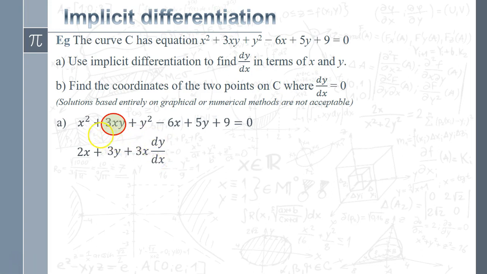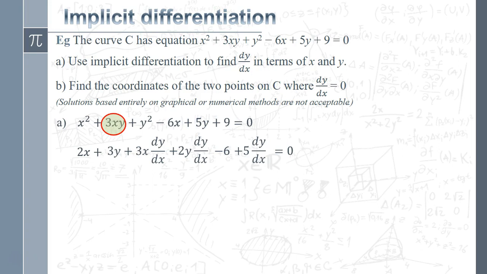On we go. So that bit is sorted. Let's deal with the y squared. We know that is 2y dy dx. Differentiate minus 6x, we get minus 6. 5y we now know becomes 5 dy dx. Differentiate 9, it's a constant, so that's 0. And then we've got the 0 on the other side, so that stays 0 as well.